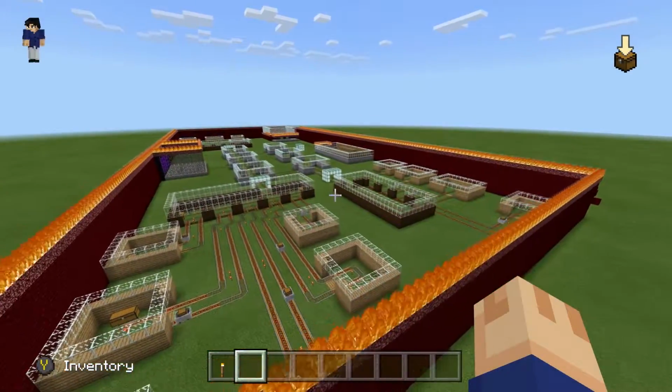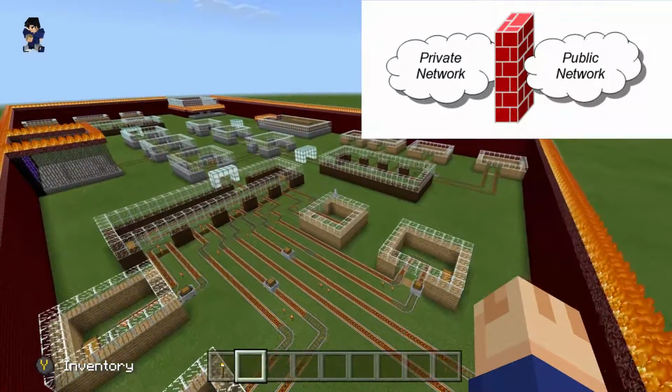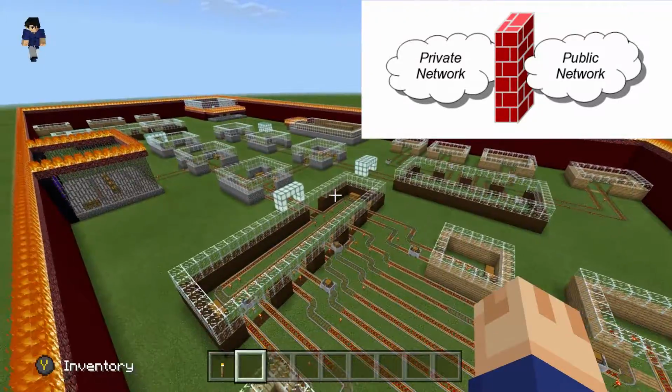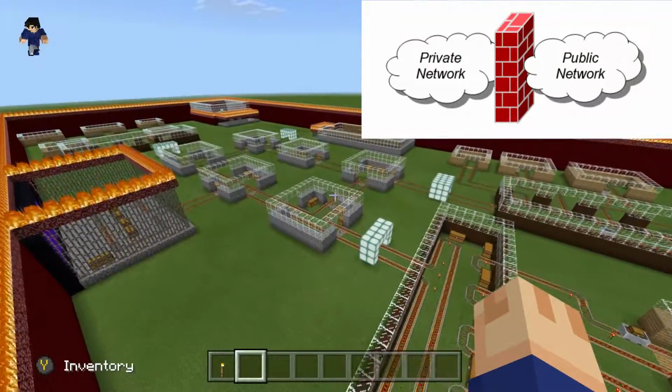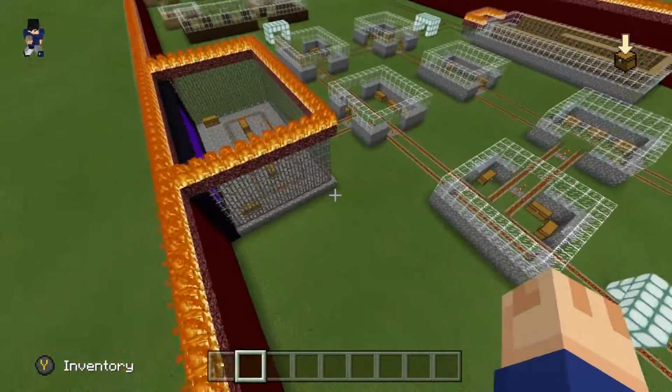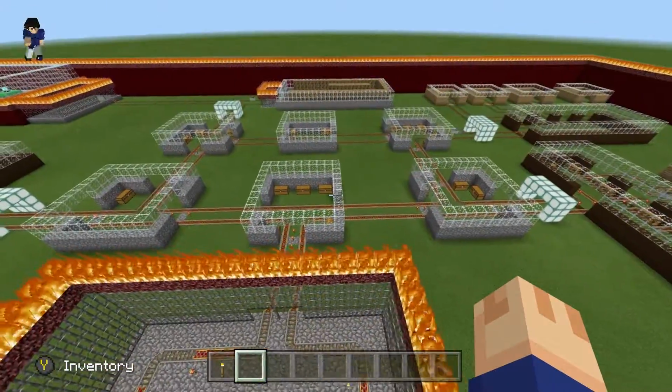This is where firewalls come into play. You can protect your whole network with a single firewall, but for extra security, it's recommended that each host on the network can and should implement their own firewall.